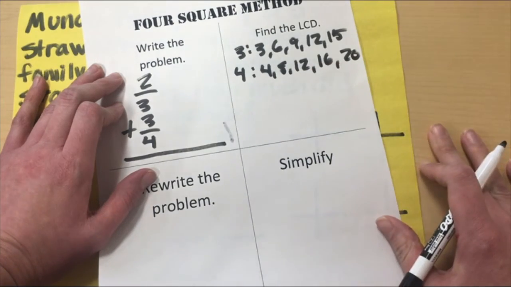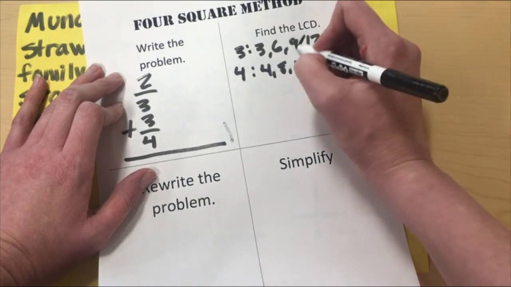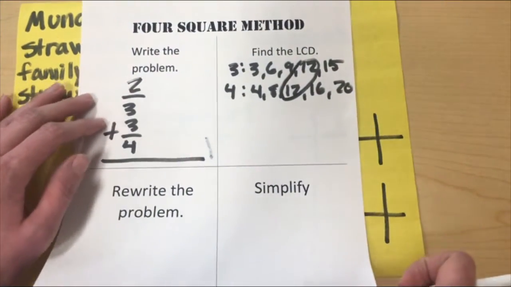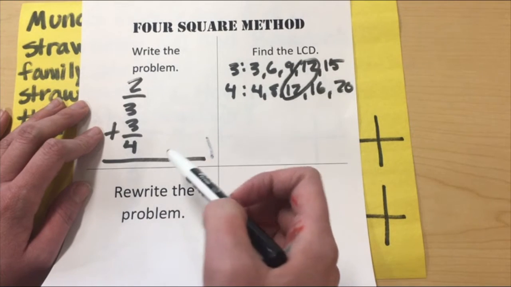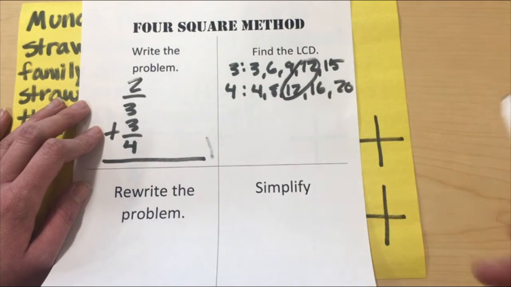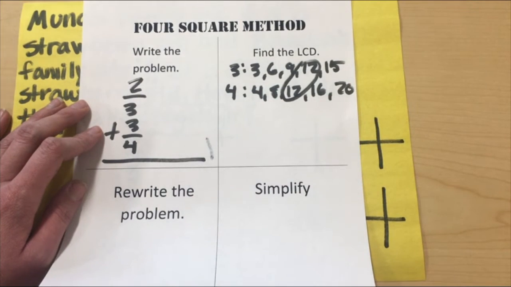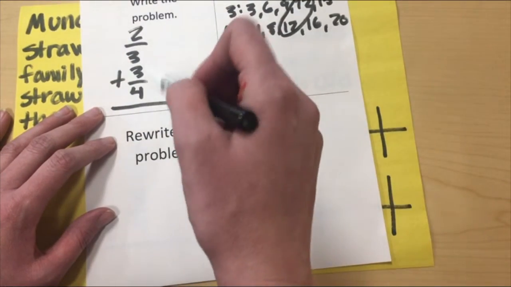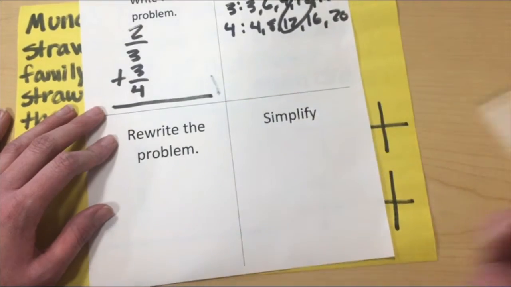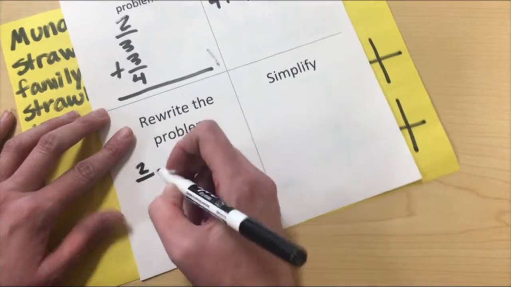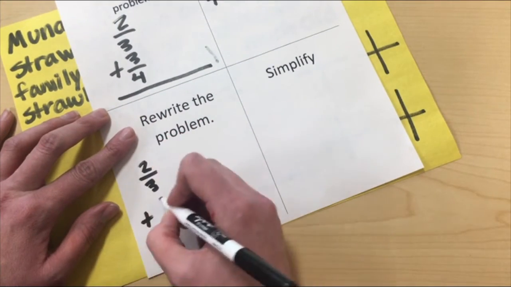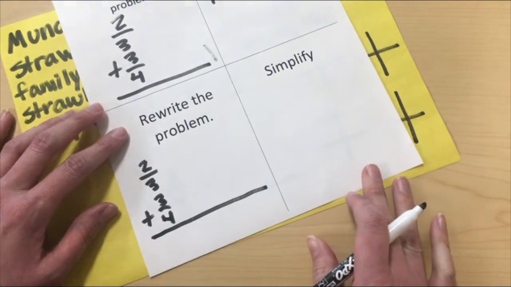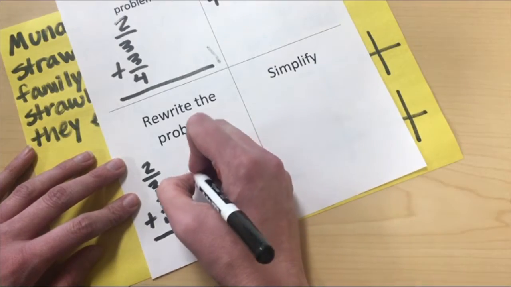Okay, I'm going to see if I have any matches here. And I see that 12 is the number we have in common for both. So our newest denominator is going to be 12. Actually, I think that was the same as the last problem we did. Okay, so we're going to rewrite the problem in 12ths. So let's write that down. I write a long line so I have some space. Okay, so it's going to be in 12ths.